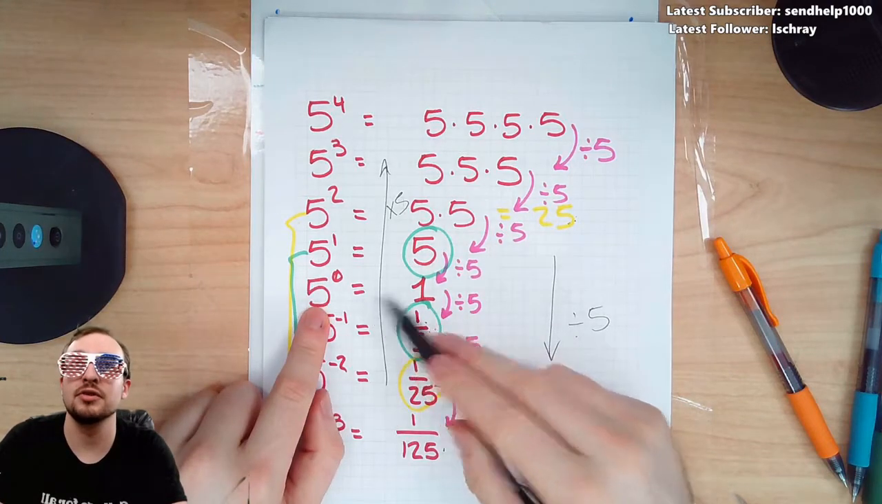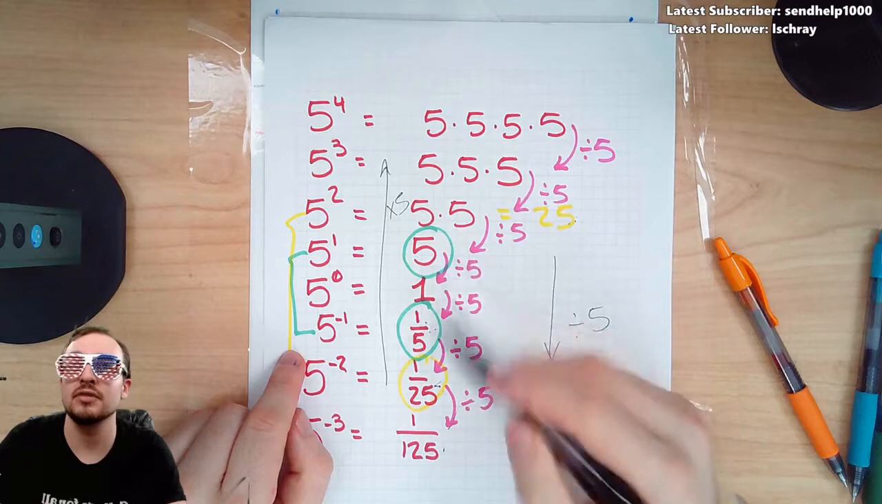Are we cool with why 5 to the 0th is 1? Are we cool with negative exponents? Olivia, how do we feel about this?